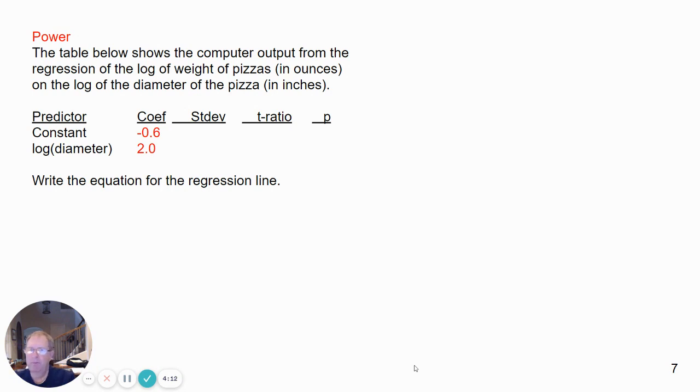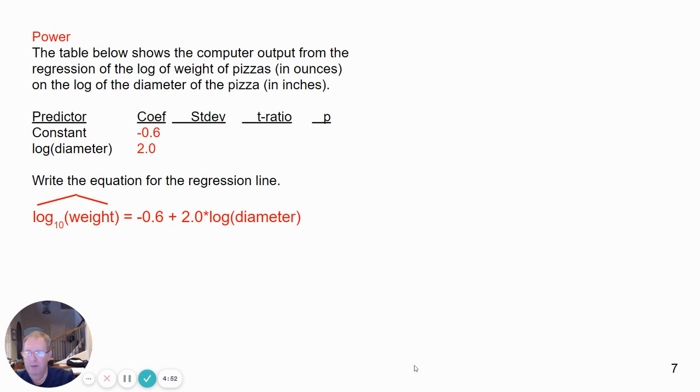The table below shows the computer output from the regression of the log of the weight of pizzas in ounces on the log of the diameter of the pizzas in ounces. So first thing I see is that both variables have been transformed using the log function, and we are transforming using a log base 10. So when I write out the equation for the regression line, I write it out like this. The predicted log of the weight is equal to minus 0.06 plus 2.0 times the log of the diameter.